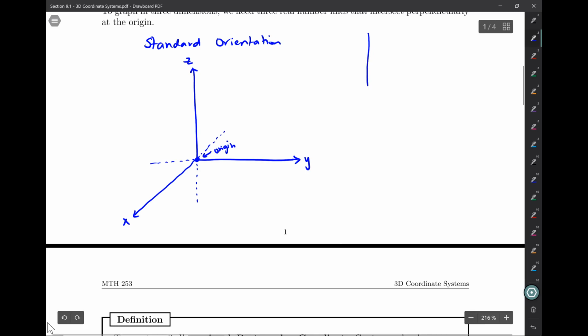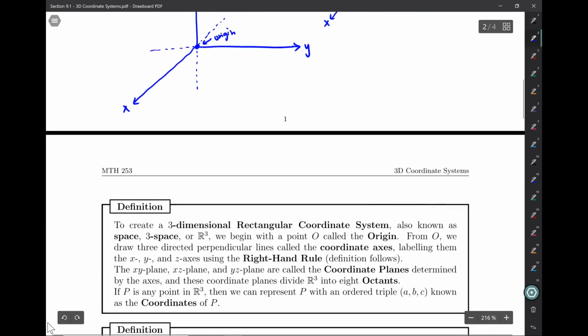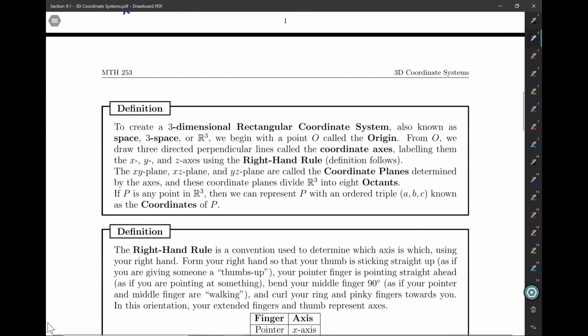So again, you just basically start out with 2 perpendicular lines, and then you draw a 3rd one coming out, and this is your x-axis, your y-axis, and your z-axis. So feel free to pause and keep drawing those if you need to get a little practice in there. But moving forward, I mentioned the right-hand rule.